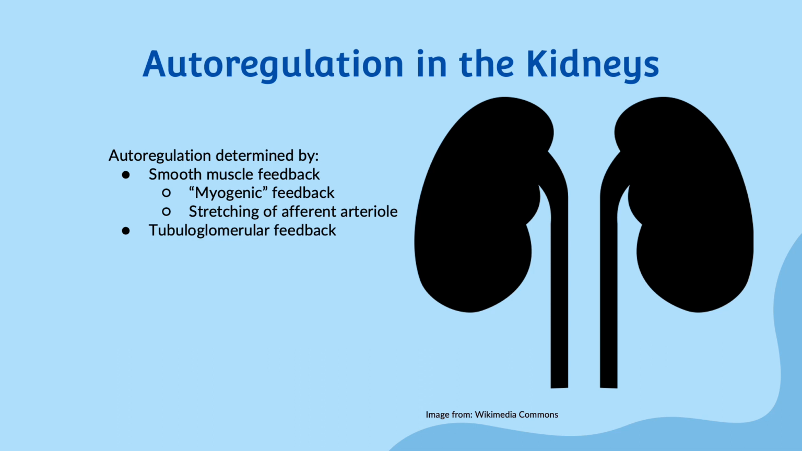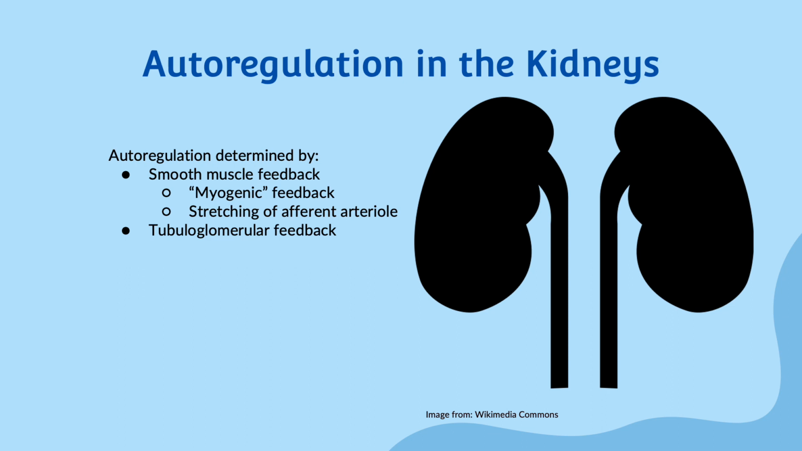The myogenic mechanism is based on the ability of smooth muscle cells in the walls of the afferent arterioles, the small arteries that supply blood to the glomeruli in the kidneys, to contract or relax in response to those changes in blood pressure. When blood pressure increases, the afferent arterioles stretch, activating a specific stretch-sensitive ion channel that results in afferent arterial smooth muscle constriction to limit the amount of blood flowing into the glomerulus, thereby preventing the glomerular capillaries from being subjected to excessive pressures.